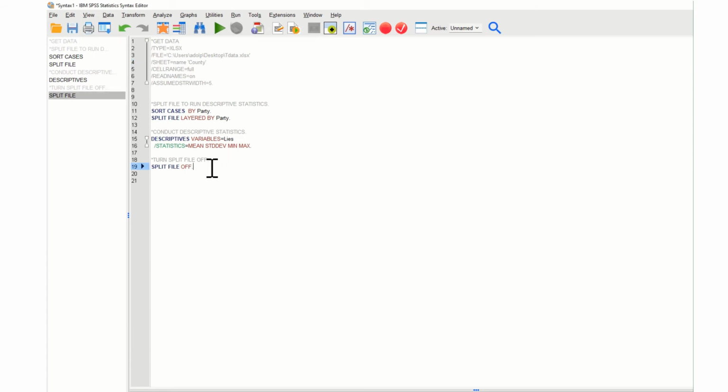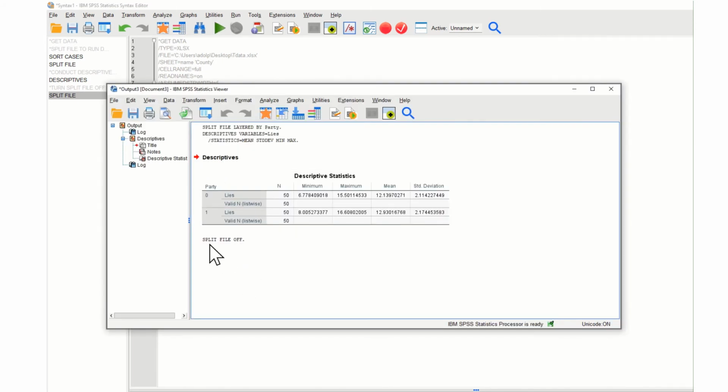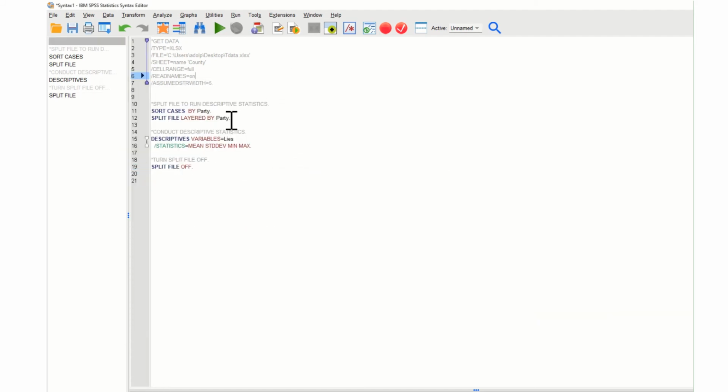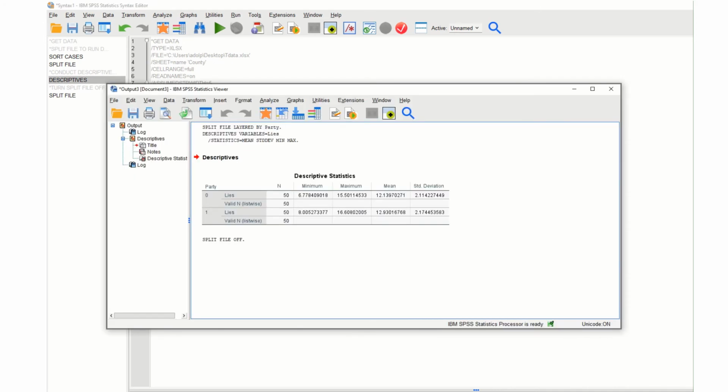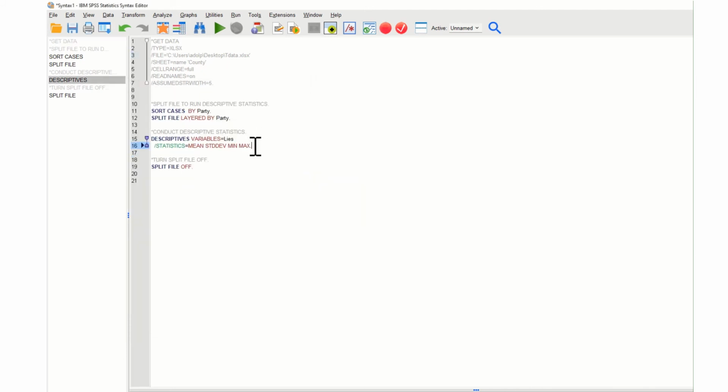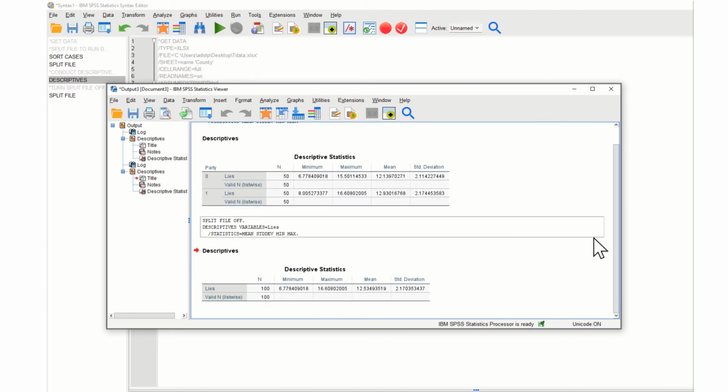Now, before you go forward and do any other analysis, turn the split file off. That would bring your two levels back to one independent variable. As you can see, it says split file off. Now, let's rerun the descriptive statistics without the split file and see what it looks like. Go back up here, get behind the period, push your green button. And you have your descriptive statistics.